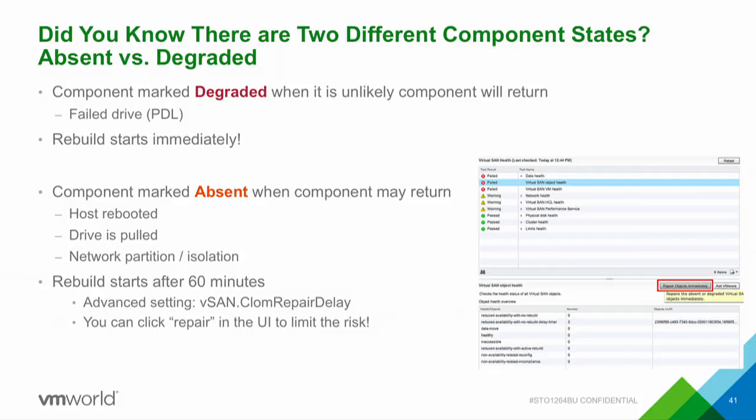Now, in some situations, customers may want to shorten the amount of time that it takes for the rebuild to start as well. In some cases, customers have hosts that potentially reboot in 10 or 15 minutes, and they say, you know what, 30 minutes is long enough for me. And if you want to do that, you can actually change this advanced setting. There's an advanced setting called vSAN clone repair delay, and that determines how long we wait for the resync to start happening. You can also, of course, increase it.